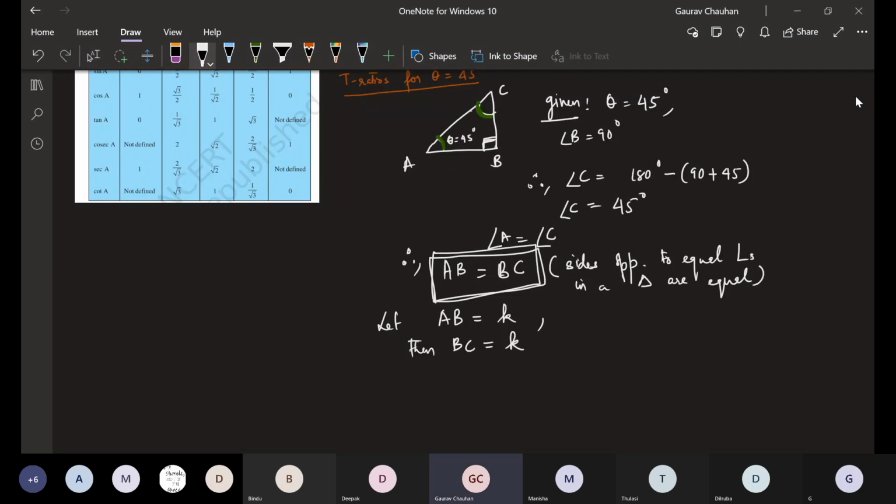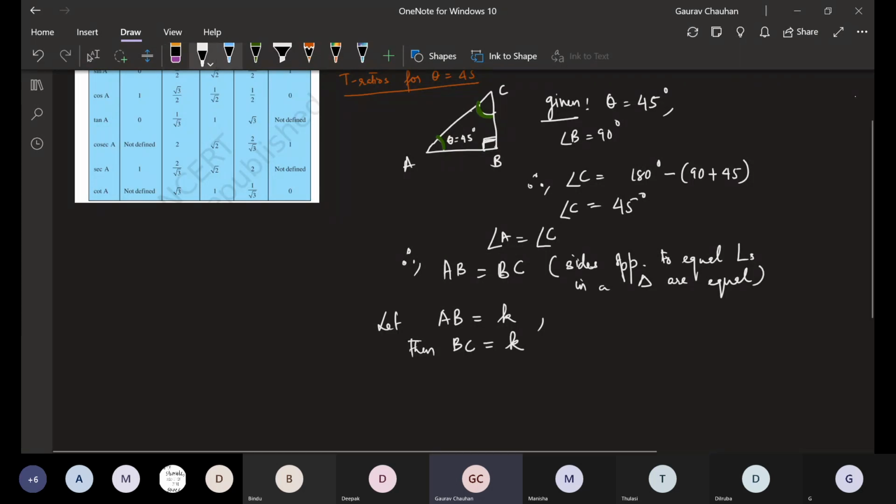Now, if AB is equal to BC, let AB be equal to K; then BC will also be equal to K. That time I made a mistake. I wrote AC here, it's BC. So AB and BC are equal, as it is an isosceles triangle because the angles are equal.